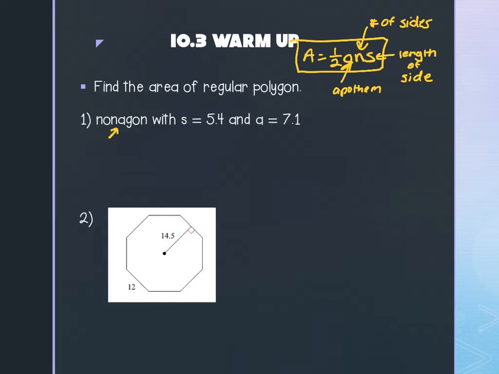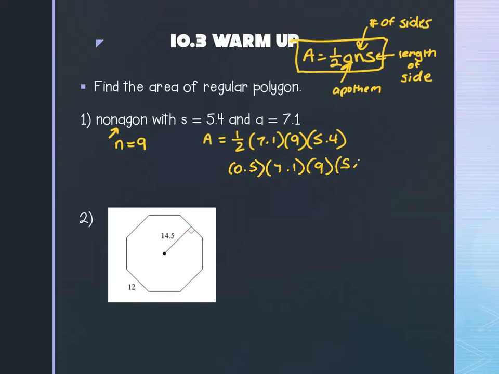If it's a nonagon, that means it has 9 sides. So you want to review the side names as well. So the area equals 1/2 A, which is 7.1, times N, which is 9, times S, which is 5.4. Good news is you've got a calculator. You can literally just type all that in. So I would make that 1/2 0.5, and I would do 0.5 times 7.1 times 9 times 5.4. And you'd get 172.53, and it doesn't give you a unit, so it's just units squared.